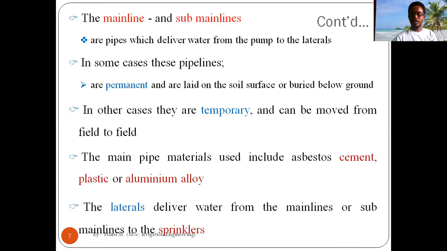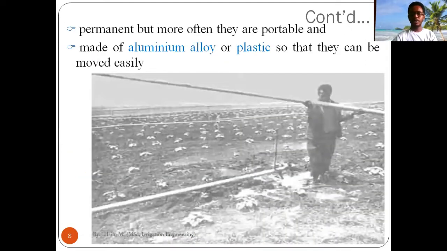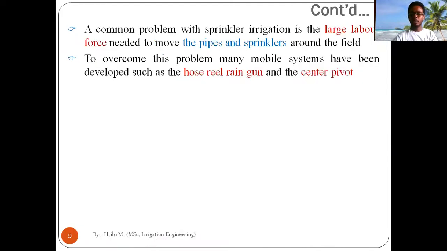The laterals deliver water from the main lines or sub-main lines to the sprinklers. Then the sprinkler will spray the water to the air or the crop. Laterals can be permanent, but more often they are portable and made of aluminum alloy or plastic so that they can be moved easily. A common problem with sprinkler irrigation is the larger labor force needed to move the pipes and sprinklers around the field if it is movable.